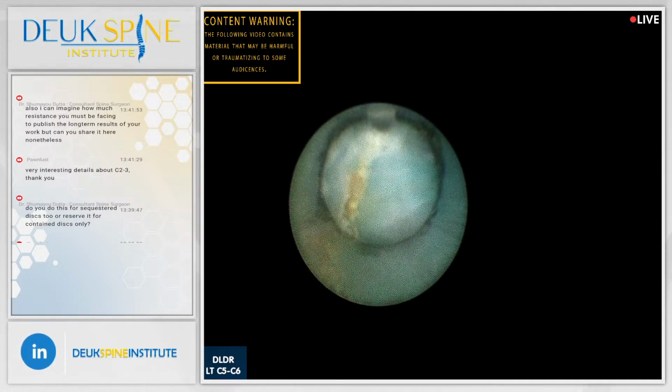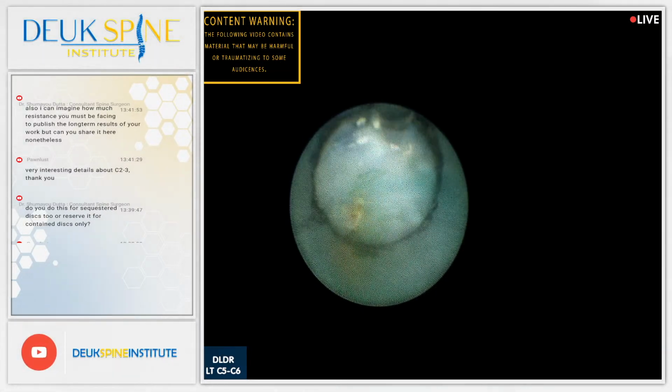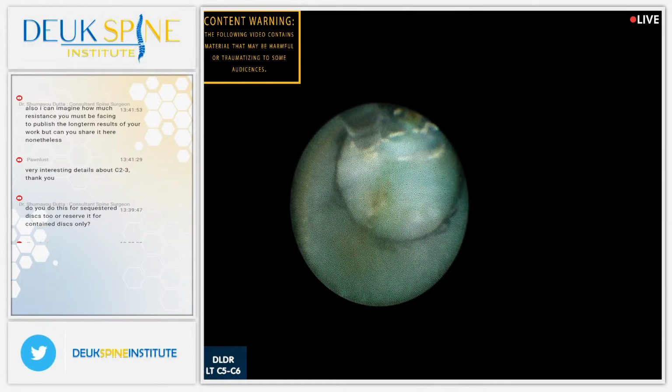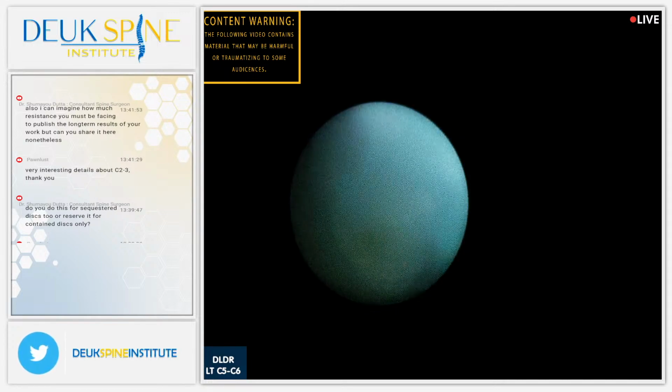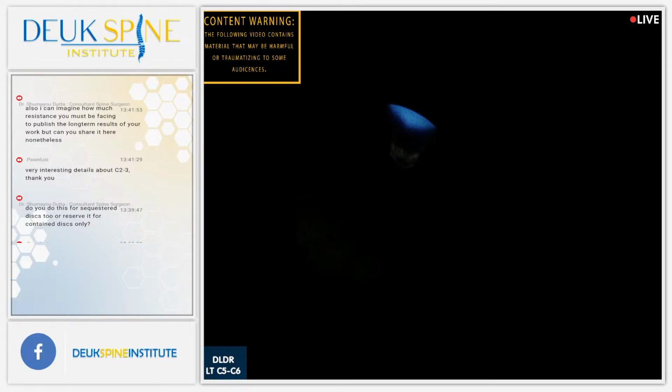All right, so I'm at the back of the disc, and I'm looking at the posterior longitudinal ligament, and I'm thinking to myself, has this herniation gone through the PLL? Oh, look at that. Big reverse herniation right there. Nice job, Louise. Thank you.